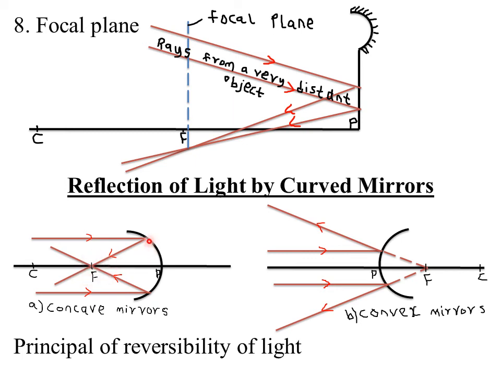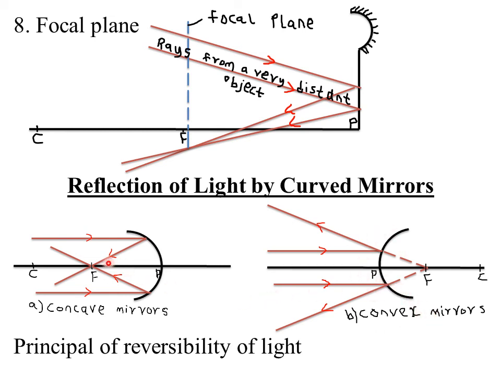I forgot to shade the outer side. This is a concave mirror, so the outer side should be shaded such that the inner side is the reflecting surface. So that's an error. Then here the inner side should be shaded because this is our convex mirror, so that the outer side is actually the reflecting surface.